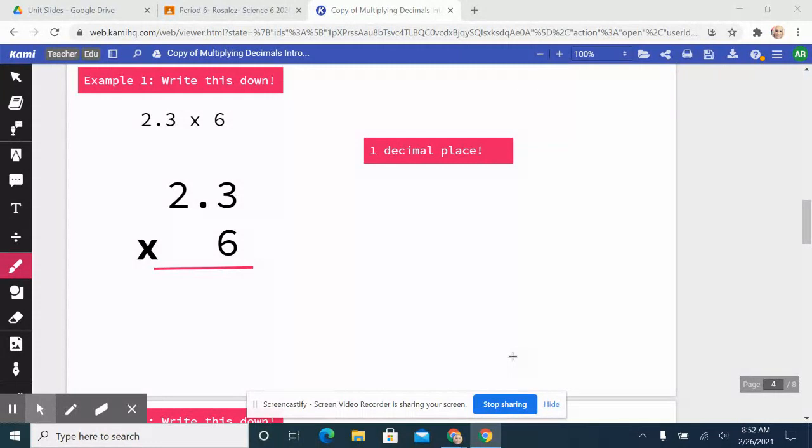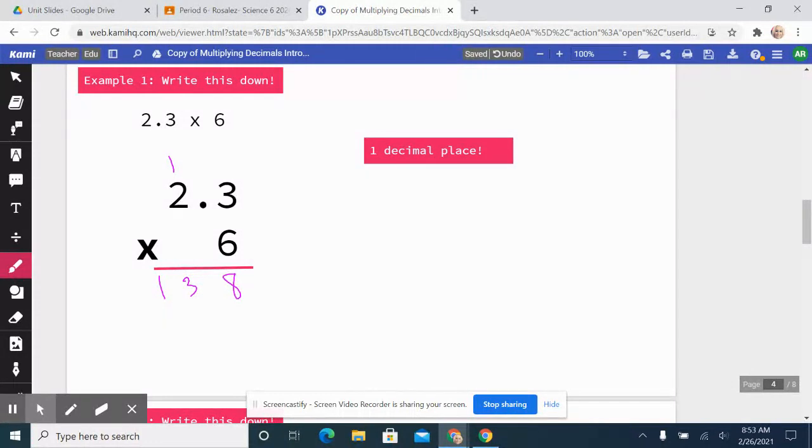Example 1. So 2.3 times 6. Now what happens is you're going to multiply like normal. So right now I'm going to ignore the decimal, right? So I'm just going to do the math. So 6 times 3 is 18. 6 times 2 is 12 plus the 1 is 13. Okay, so I get 138.